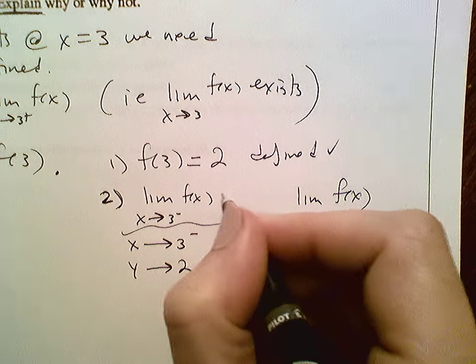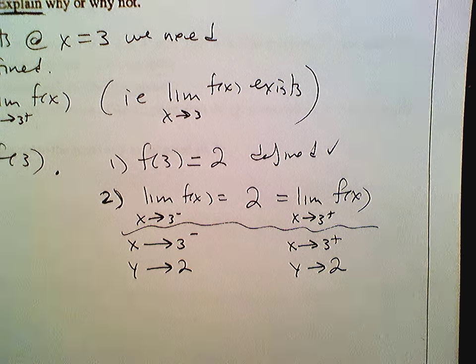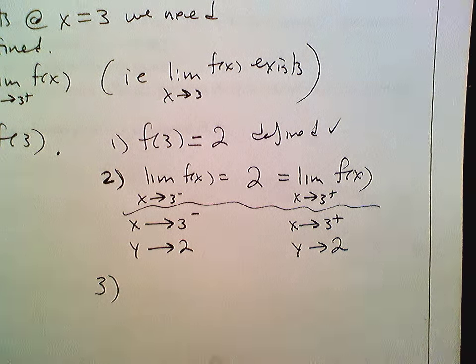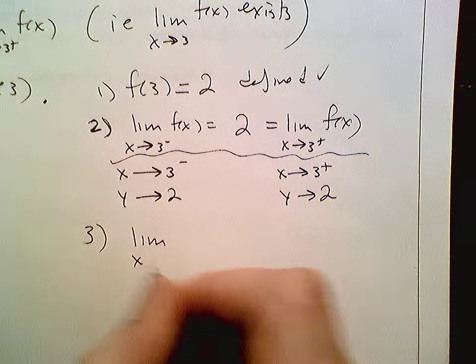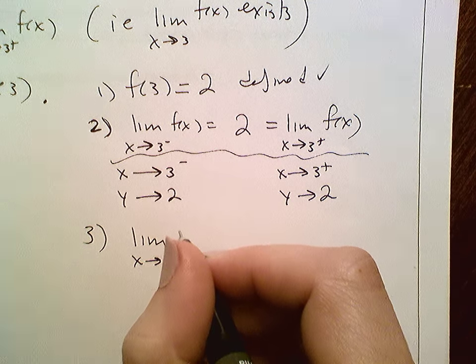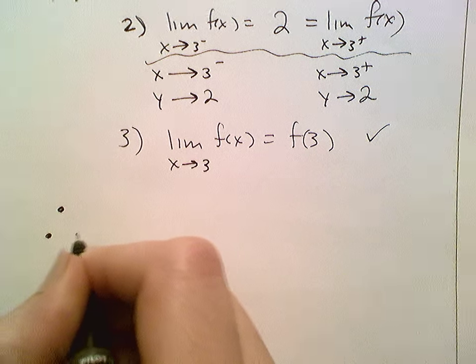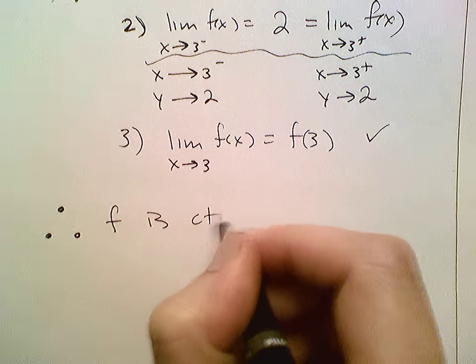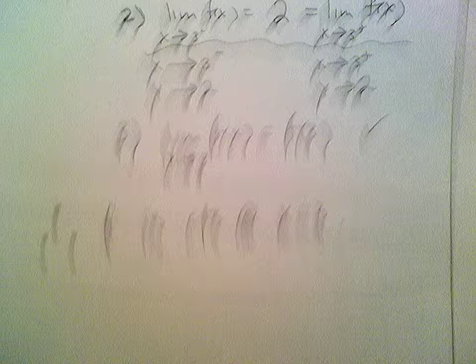So back up here, I've got this equal to 2, which is equal to that. So they are in fact equal, so the limit exists. And then step 3, since both of these are 2, I can say the limit as x approaches 3 of f of x equals f of 3. Check. So these 3 things happen, and then I'll just say, therefore, f is continuous at x equals 3, because those 3 things checked out.